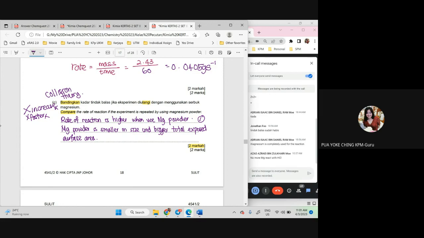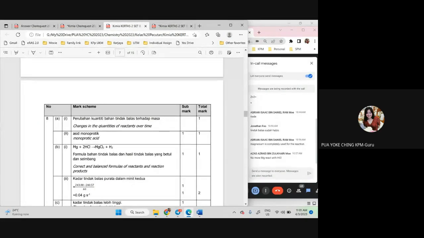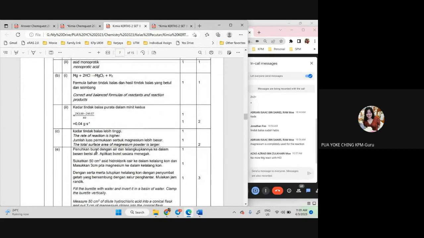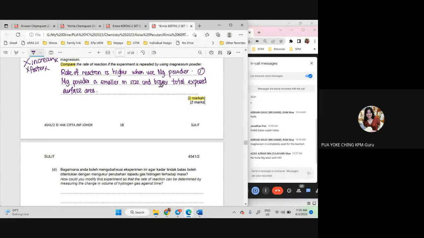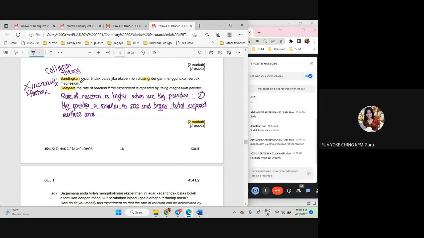Yang ini kita depends. Okay, kadang-kadang dia hanya perlu satu. You just write smaller in size pun dah cukup. Tapi kalau boleh, buat dua-dua lah. Size dan total exposed surface area. Okay, so kalau kita tengok. Ya. Okay, so before we go to the D, kita ulang kaji balik the collision theory. Kalau soalan ini benda yang sama, tapi dia tukar markah.